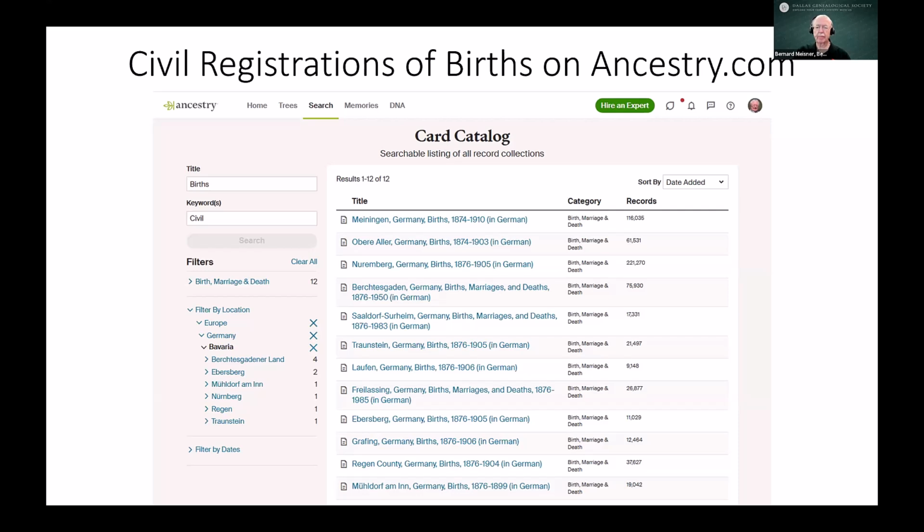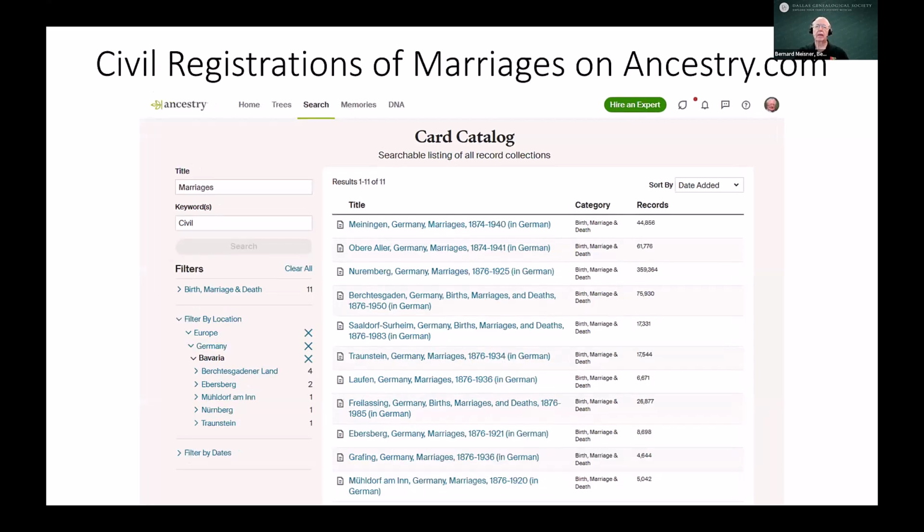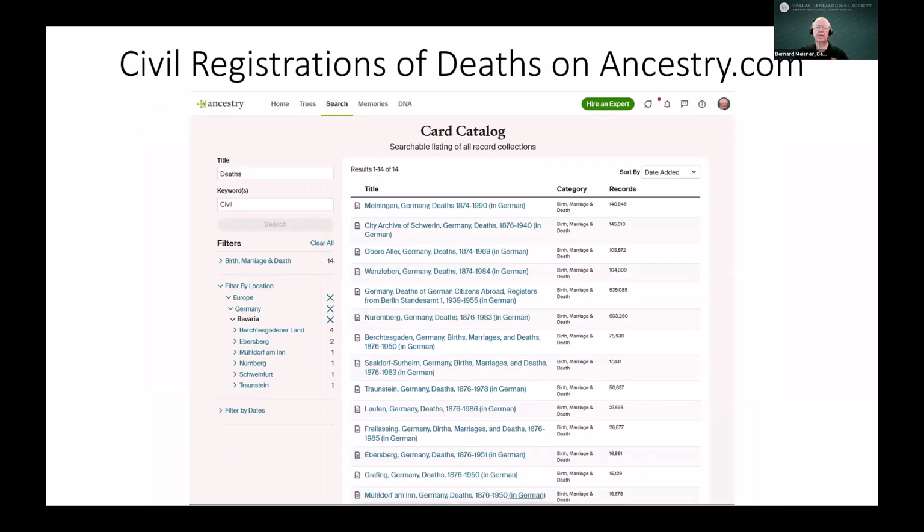It's a limited number, but these are all Bavarian. And these are births. And then these are marriages, which look like they're just about the same locations. And then for deaths, they have a few more. And these again are on Ancestry, and you need a subscription or be in a place that has a subscription, like the library here in Dallas.